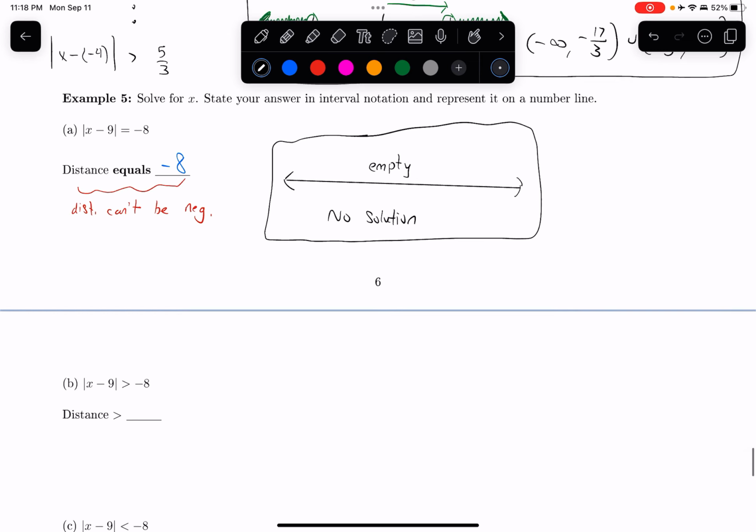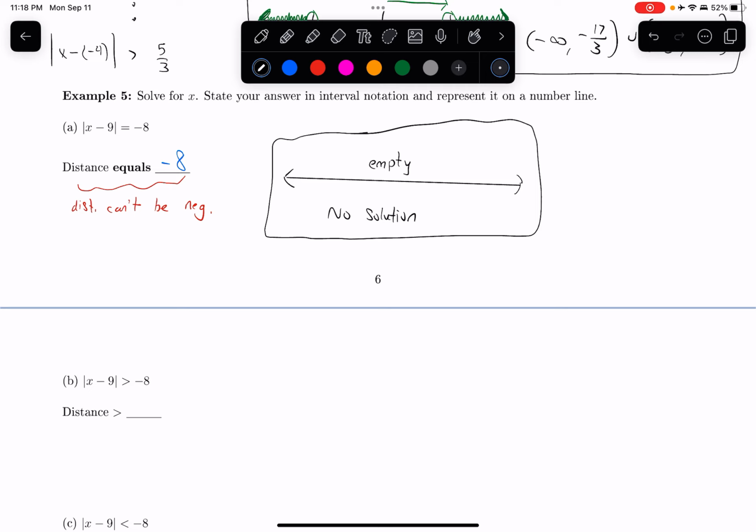Okay. All right. So for part B, I have a negative number, but this time an inequality. So this time it's saying I want my distance to be greater than negative 8.